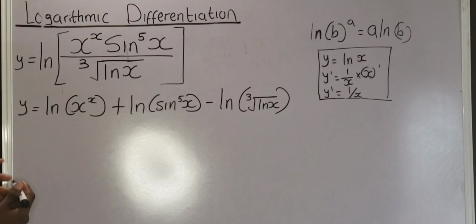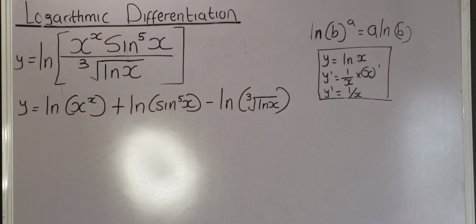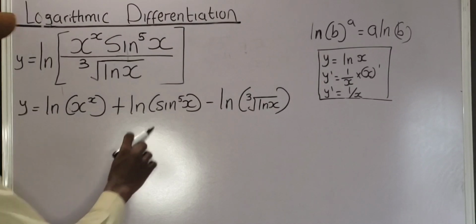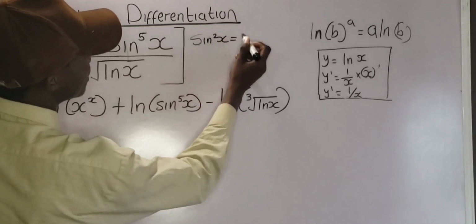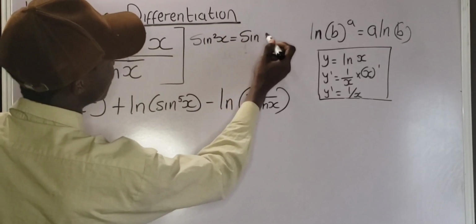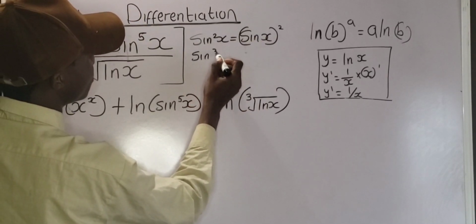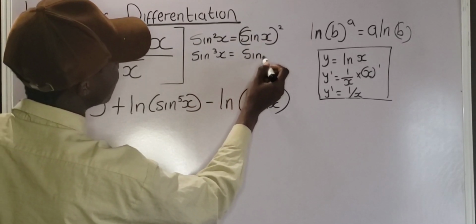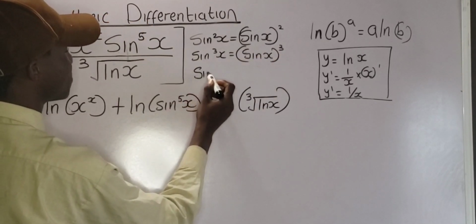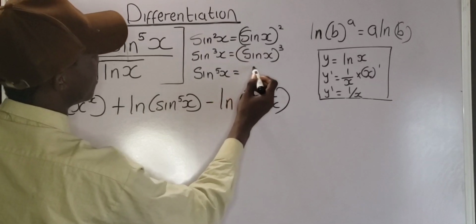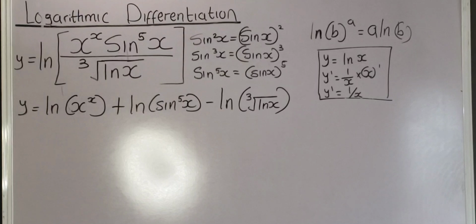Now we have gotten to this point. According to this law, the log of a power is the product of that power and the log. Now, I want you to take note of this. If I have sine square x, it can be written as what? Sine x raised to the power of 2. Do you understand? So if I have sine cube x, it can be written as what? Sine x raised to the power of 3. Do you understand? And if I have sine to the fifth, this can be written as sine x raised to the power of 5. Do you understand? Okay, let's proceed.